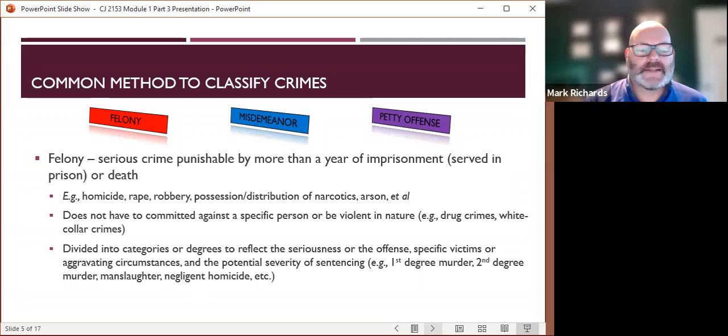Felonies are divided into categories or degrees to reflect the seriousness of the offense, specific victims, aggravating circumstances, or the potential severity of sentencing. So you may hear the terms first-degree murder, second-degree murder, manslaughter, negligent homicide, etc. These are all categories and degrees of the crime of homicide.